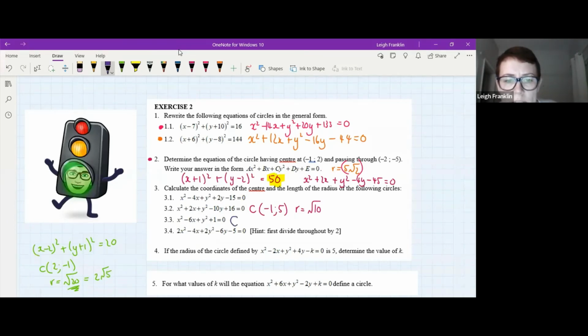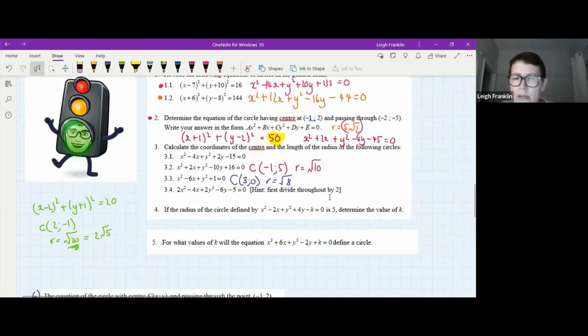Okay, so the coordinates at the center for this one, in case anyone did do it, were +3 and 0, and the length of the radius was √8. So this circle was shifted to the right, but it wasn't moved up or down. And then 3.4, who said they did 3.4? Was it you, Michelle? Someone said they did 3.4.